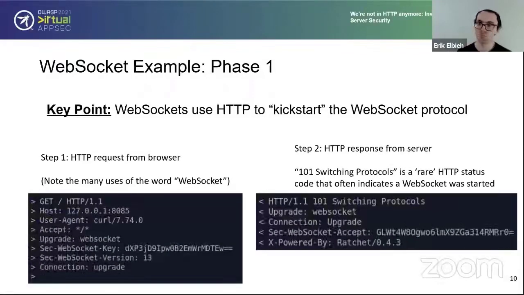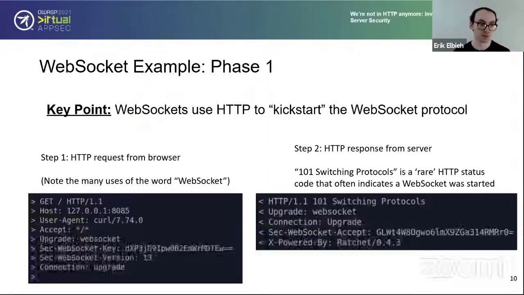Let's dive into an example WebSocket connection, just so we can actually see what's going on. Now, step one on the left is that an HTTP request from the browser or other client is sent to the server. And you'll see in the screenshot that there's a lot of instances of the word WebSocket in this request. And that's by design. That's part of the WebSocket protocol. And then on the right, we see a response from the server. It's actually got a status code of 101, switching protocols, which is a relatively rare HTTP status code. And the reason for that is not many protocols use HTTP to jumpstart a separate protocol, but that's how WebSockets are designed.